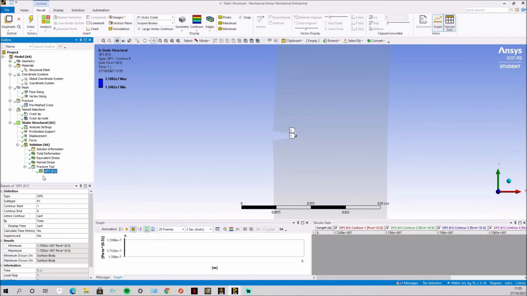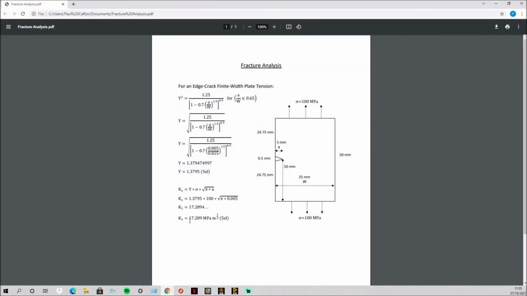And then we just go in and get our stress intensity factor from here, and this is 0.7082 times 10 to the 7 pascals square root meter, which equals 17.082 megapascals square root meter. And this only has a 1% difference to the stress intensity factor calculated from the equations. So this shows that it's a really good approximation for what Ansys gives you. And this is how you verify your fracture analysis that you've computed from Ansys with these simple equations.